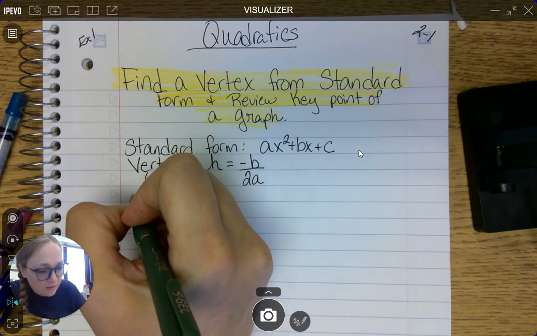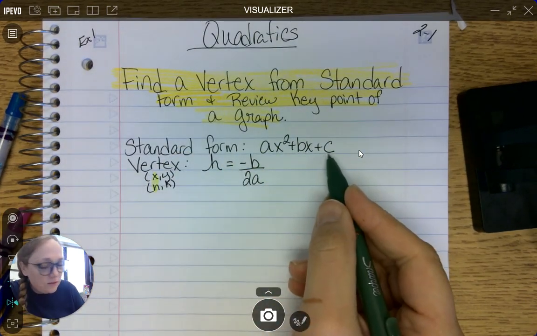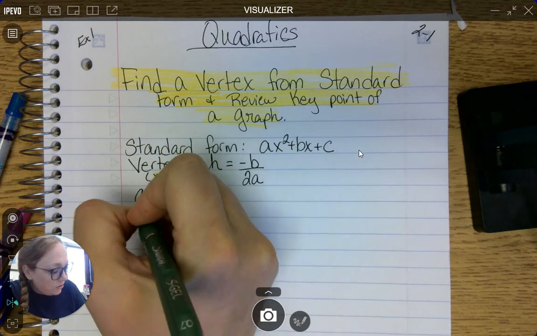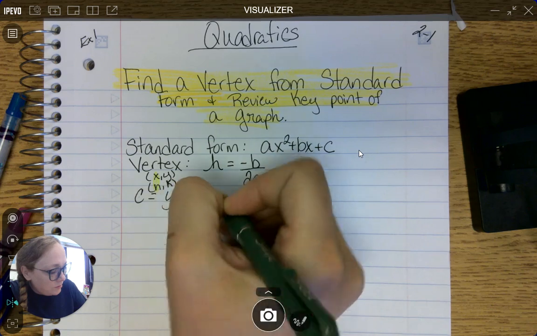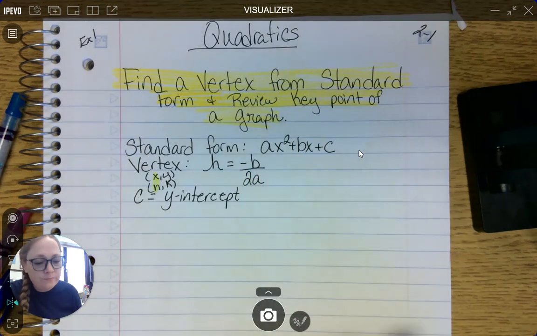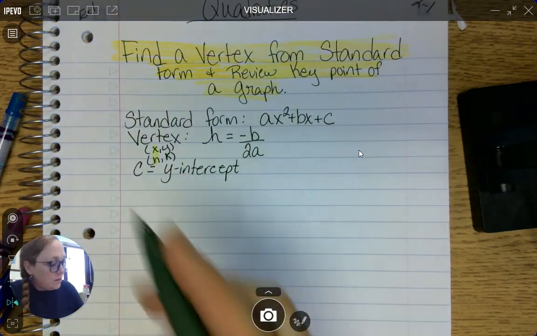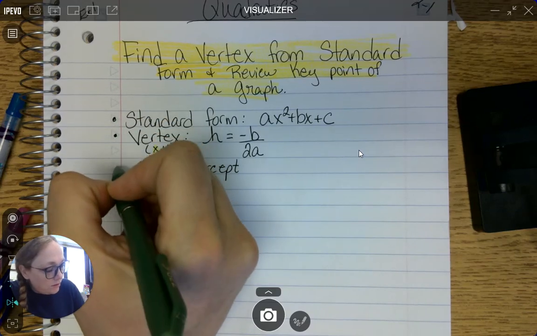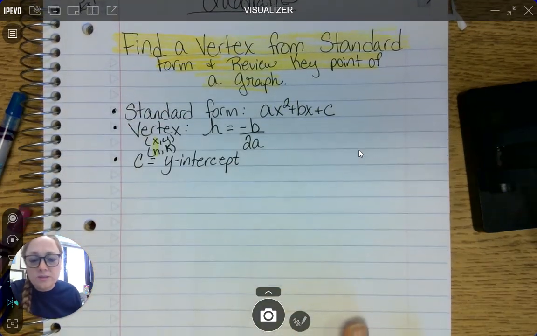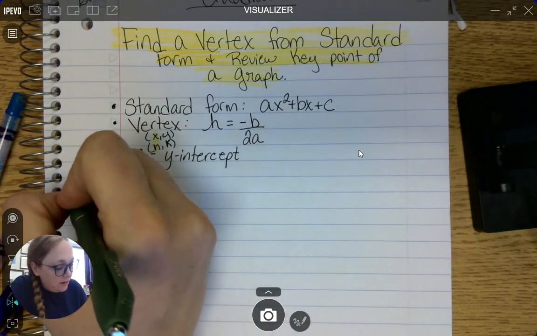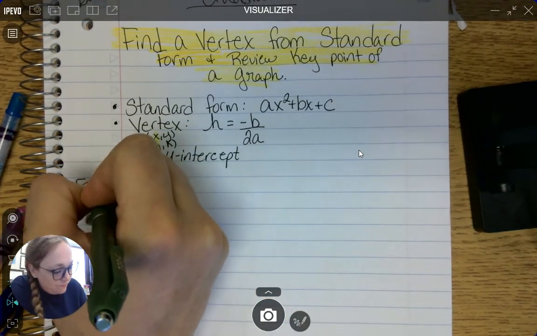One more thing we can add is that c, the constant in our formula here, is our y-intercept. So these are our three main points that we are going to use to help us today. So let's look at an example.